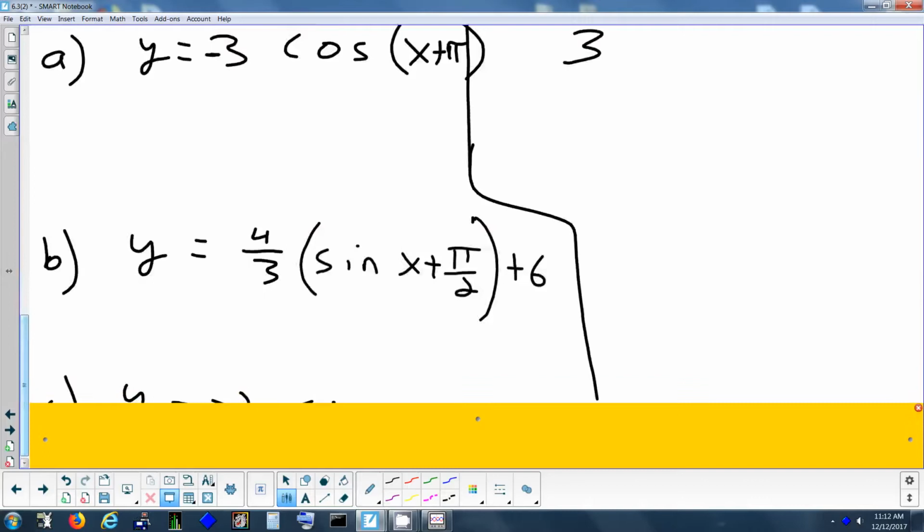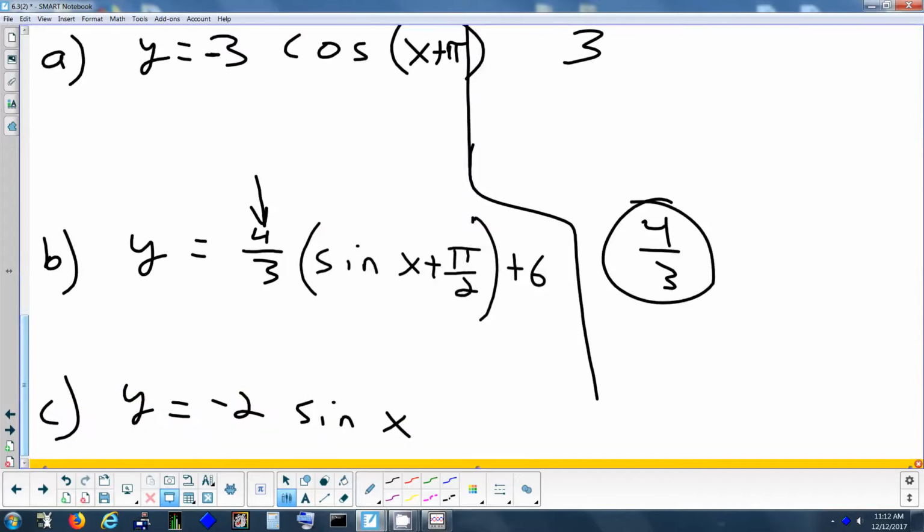So there's your equation on the left. What's the amplitude there? 4/3. What's the 6 doing? We talked about that yesterday. That's shifting it up 6. The pi over 2, what kind of shift is that? That's a phase shift. It's moving it left. The only thing that's actually affecting amplitude, 4/3.